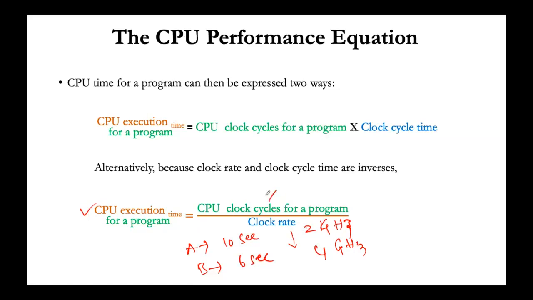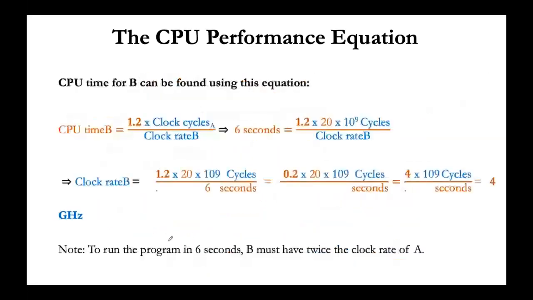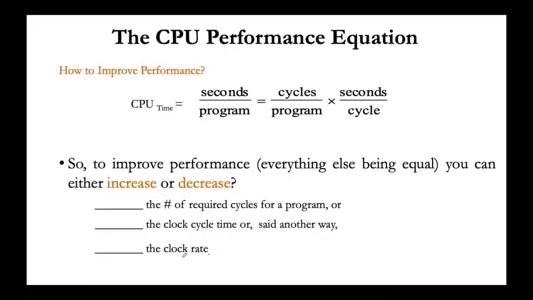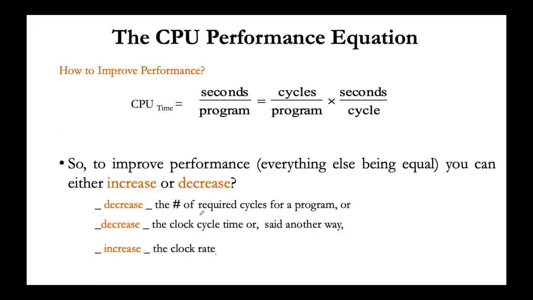So see, to improve the performance of your execution, either you can increase the clock rate, or you can decrease the number of cycles, or you can decrease the execution time, that is not given. The number of cycles required for a program should be decreased, or you can decrease the clock time, or you can increase the clock rate.